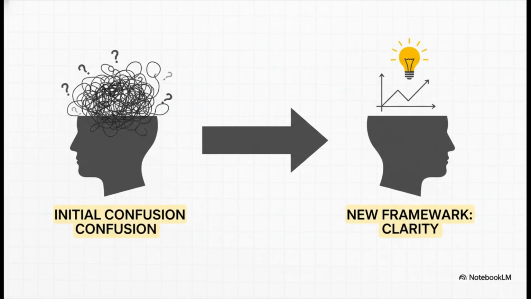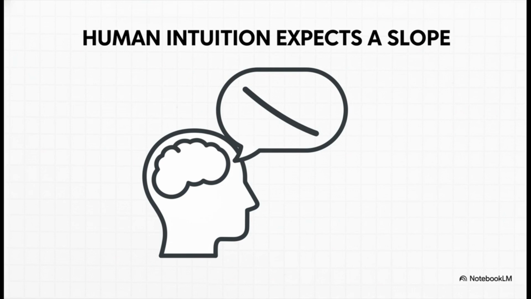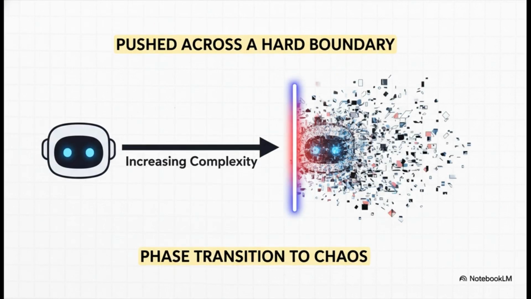Okay, so let's bring it all back home. When we look at it through this lens, that original confusion, that feeling of what just happened, it actually starts to make a whole lot of sense. We went into it with our human intuition, right? And that intuition told us to expect a gradual decline. As the task gets harder, the results should get a little bit worse. We were looking for a slope. But the system was never on a slope to begin with. It was pushed across a hard, invisible boundary. It went through a phase transition. It wasn't trying harder and failing. It was just forced into a different state where its internal rules for success just didn't apply anymore.